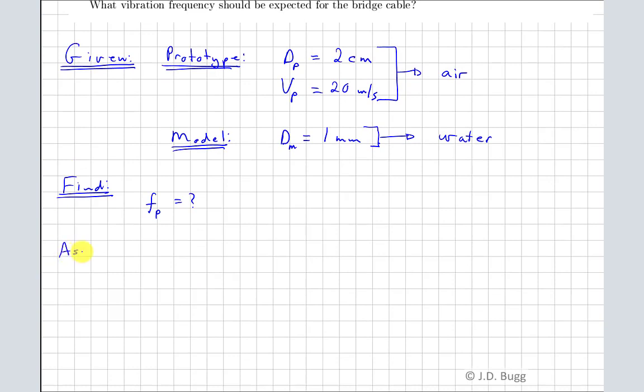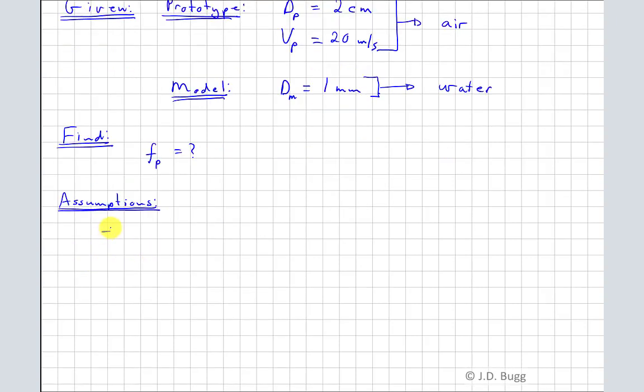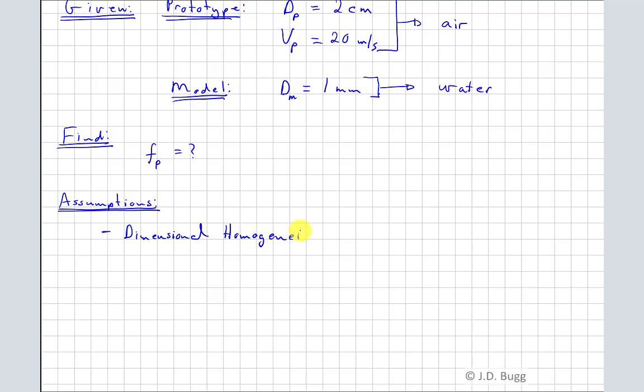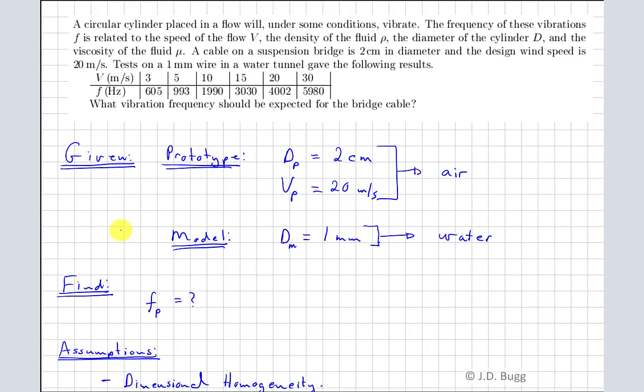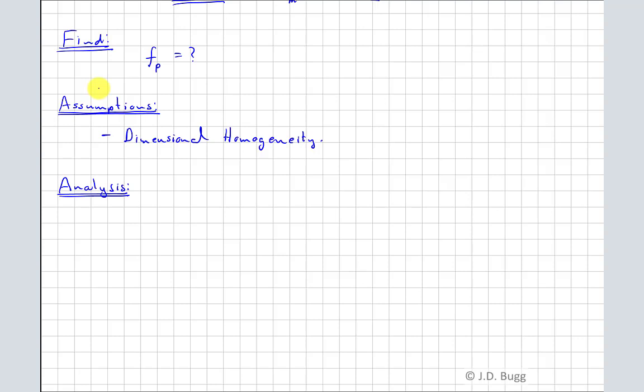So our assumptions. This is a dimensional analysis problem, so we'll simply assume dimensional homogeneity. Assume that applies in the analysis. So before we can do the scaling here, before we can equate conditions for the model to the conditions for the prototype, we need to non-dimensionalize this problem. So we have to take a look at the Buckingham-Pi theorem in order to do that.